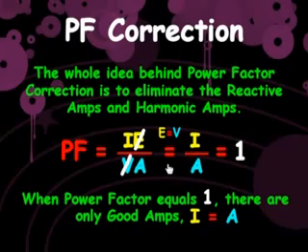The whole idea behind power factor correction is to eliminate the reactive amps and harmonic amps. In the power factor equation, we can see that the voltage E from the true power and the voltage V from the apparent power are always going to be equal, so we can just cancel them out. And what we're left with is I over A. Now, when the power factor equals 1, there are only good amps. I is going to equal A. The current from true power is going to equal the current from apparent power. There's going to be no reactive amps and no harmonic amps.